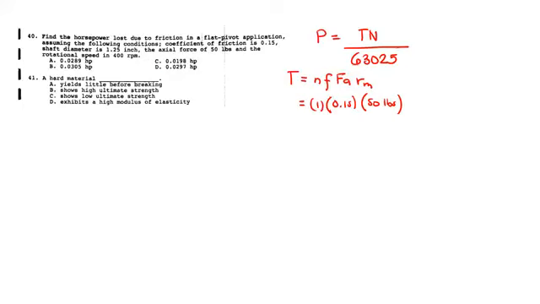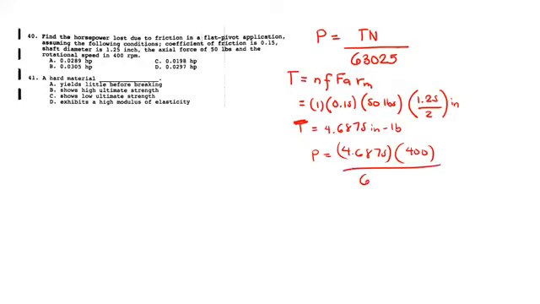Pwede rin, 1.25 divided by 2 inches. So torque natin dito is 4.6875 inch-pounds. Substitute lang natin dito. Power is equals to T, 4.6875 times yung RPM natin na 400 divided by 63025. Makuha natin power is 0.097 HP. The answer is letter D.